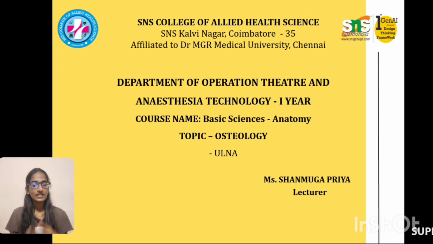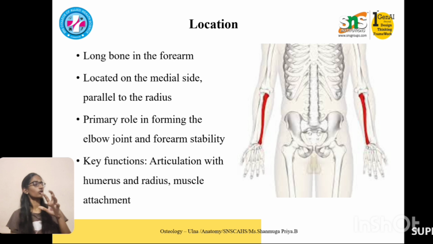So in the previous class, we have already seen a topic in osteology, and it is the main bone in the forearm, the radius. So in this class, we will be seeing another forearm bone, that is the ulna. Now let's switch to its partner, the ulna. We are just going to see about the location as well as the anatomical position of the ulna.